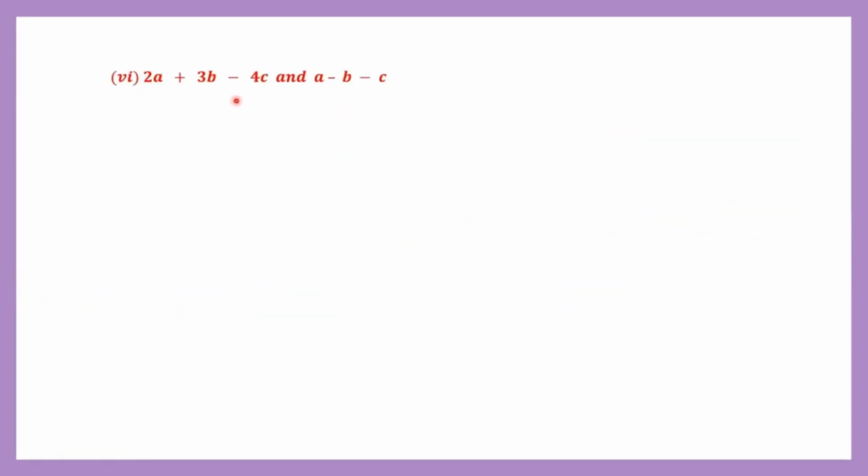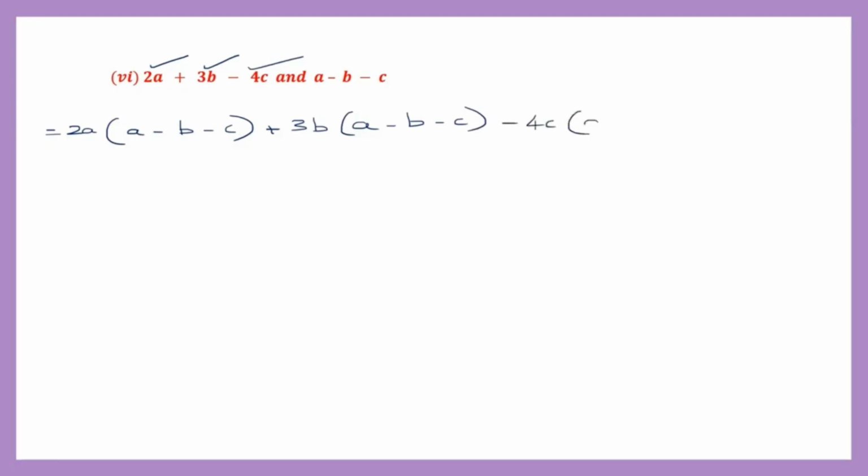Here we have 2a plus 3b minus 4c and a minus b minus c. So here let's take the first one, that is 2a into the whole of the next polynomial, a minus b minus c. You can take the other way also. You can take a first and multiply with this. Then we have plus 3b into a minus b minus c. Then we have minus 4c into a minus b minus c.